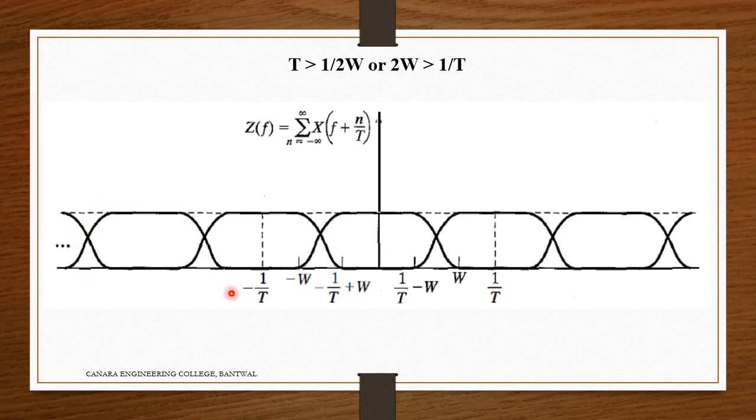So what is happening here? You can see that every signal of this part is causing some kind of interference here. You can see it here. Okay, so this is again the ISI. So this is how it can be eradicated. This is one condition: when T is greater than 1 by 2W, or 2W greater than 1 by T.